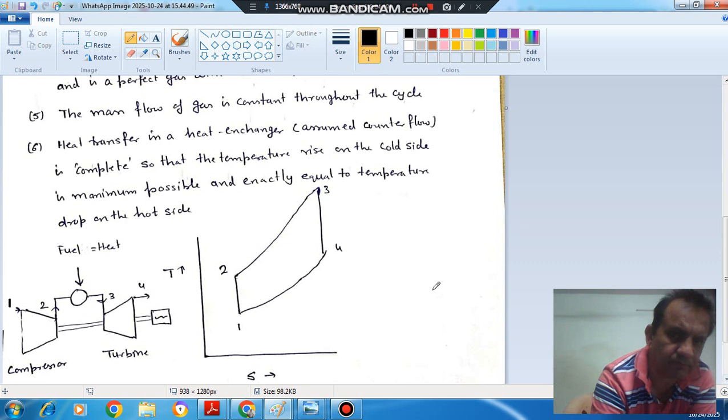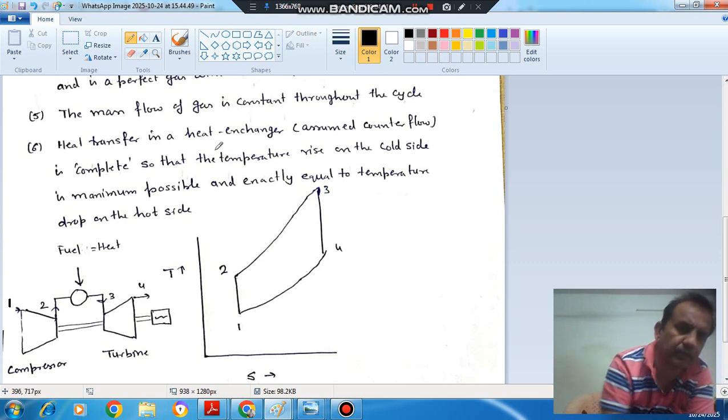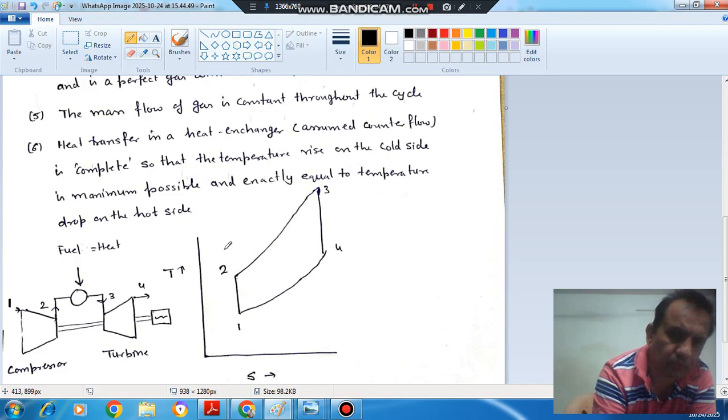Next assumption is heat transfer in a heat exchanger, assumed counterflow, is complete. So if we want to heat this air at 2 from the exhaust of the turbine, then heat transfer will be complete. So this air will be heated up to point 4, or T4, and this air will be cooled down to point 2. So the exchange is complete, and we will take a counterflow arrangement.